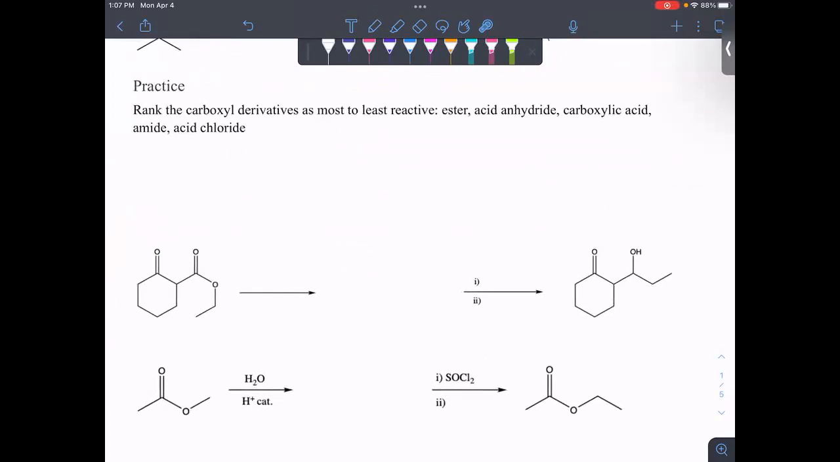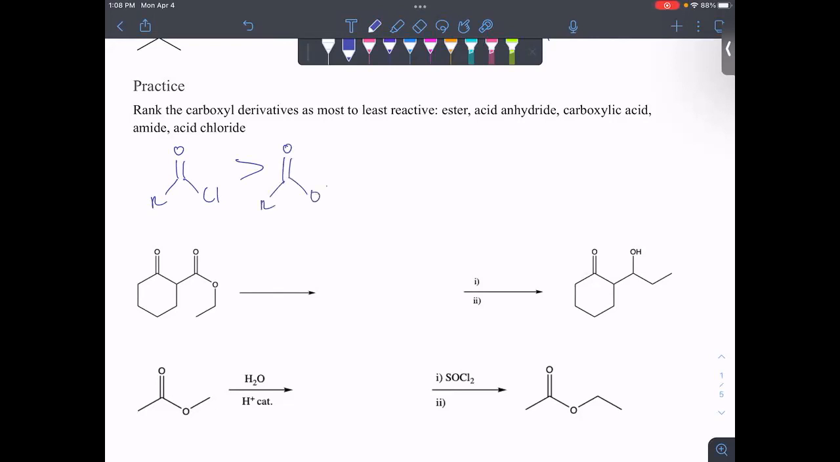A kind of important concept for this chapter is reactivity of carboxyl derivatives. This will probably be a question, just asking you to rank all of these. So what's the most reactive out of all the derivatives? Acid chloride is the most reactive, and then not carboxylic acid, acid anhydride.